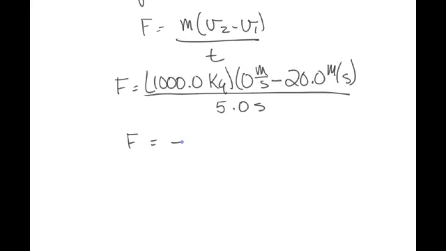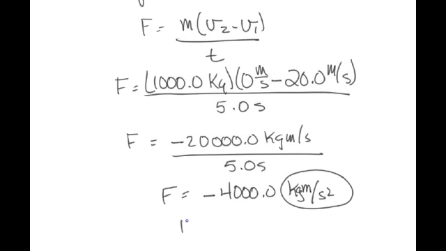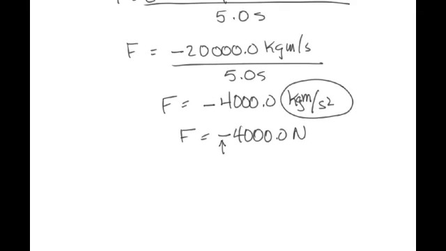Force is equal to minus 20,000 kilogram meters per second divided by 5 seconds. So the force is minus 4,000 kilogram meters per second squared. This is a Newton, so the force applied is minus 4,000 newtons. Now, the minus sign indicates that the force is in a direction opposite to motion, so it's a braking force. And we know this car is slowing down or decelerating from 20 to a stop. Makes perfect sense.